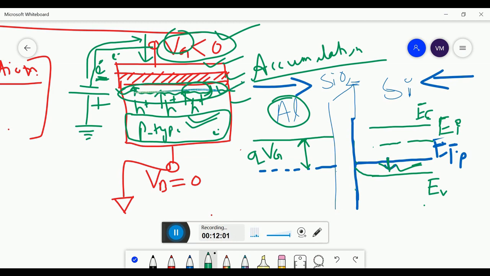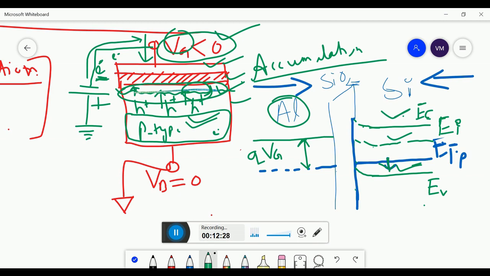Fine. And same happens with the intrinsic band. Your intrinsic band also bends like this, and same thing happens with the conduction band. Fine. So your Fermi level becomes more closer to the valence band as compared to the conduction band and the intrinsic band. Now I advise all you students to please look at this very closely.